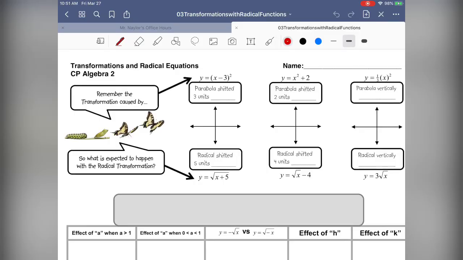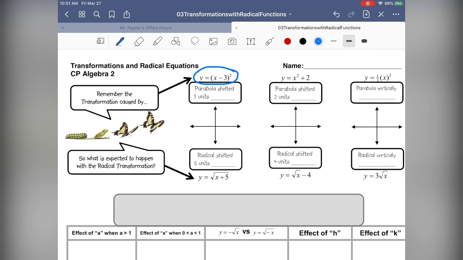We're going to continue our study on graphs of radical equations by now focusing on the transformation side. I think you're going to like this because transformations, if we understand them, become like a shortcut method. And the good news is we've already studied transformations. So if you want to remember with me a little bit about the transformation that you see with a parabola, what we'll do is connect that to a radical.